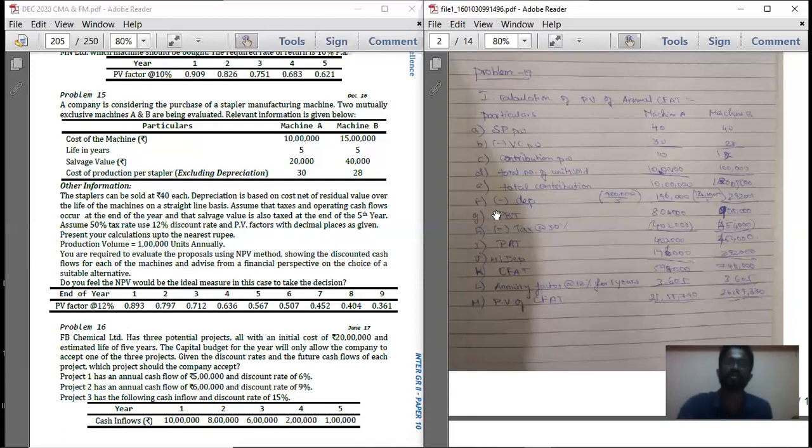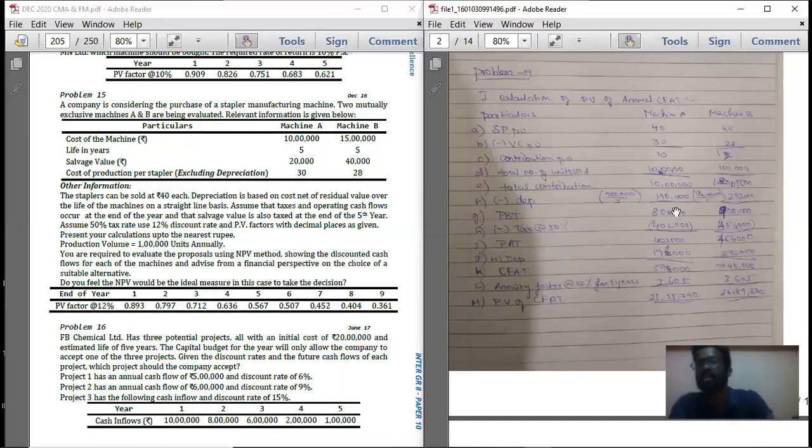Below that, small f, less depreciation, within bracket. For machine A, what is the depreciation? 10 lakhs minus 20,000, divided by 5. So within bracket, in respect of machine A, record 9 lakh 80,000 divided by 5. 10 lakh minus 20,000 is nothing but 9 lakh 80,000. So in respect of depreciation, record 9 lakh 80,000 divided by 5 within bracket.